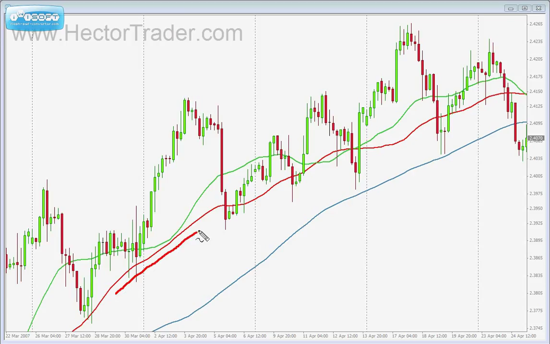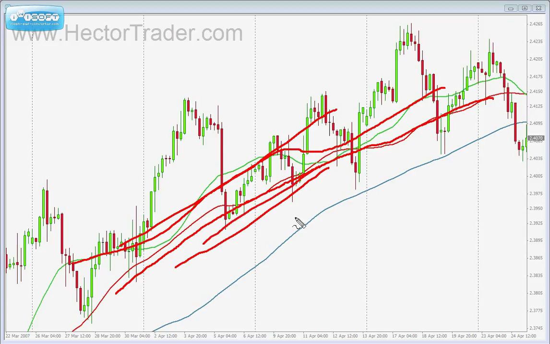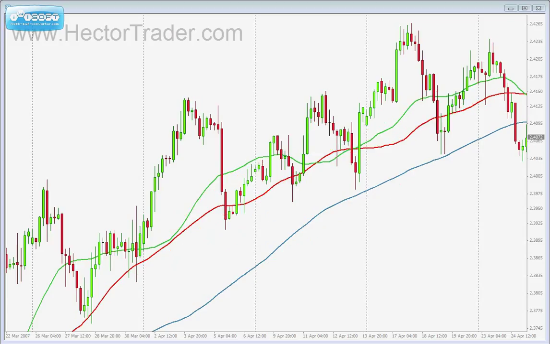As usual, my 50 simple moving average is marked in red. As you can see, most of the time we see the 30 moving average above the 50, and the 50 above the 100. We have a small crossover there, but for the sake of this video, let's not pay any attention to that. I just want you guys to focus on price around the 50 simple moving average.